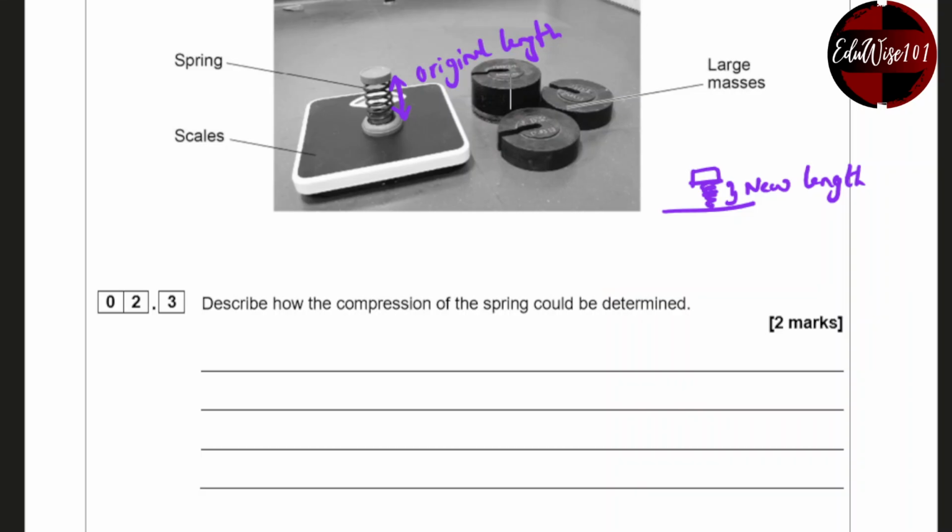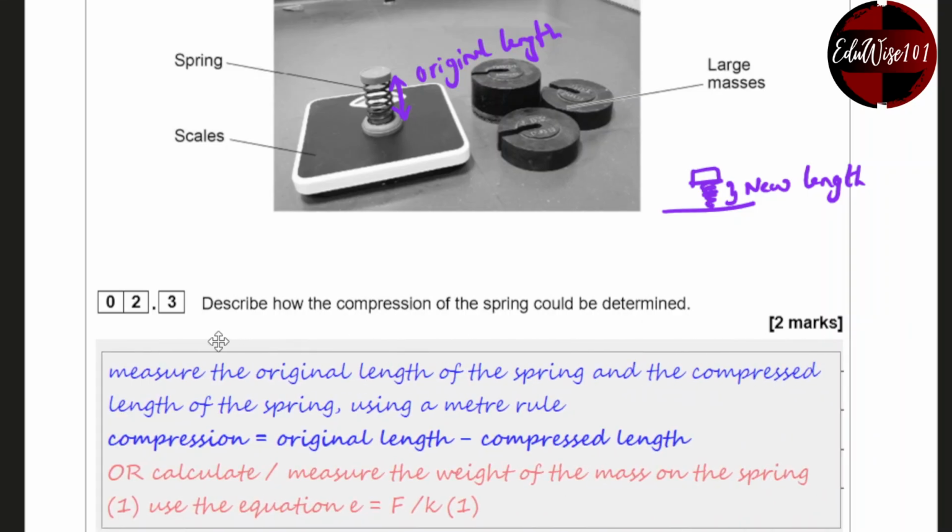How do you write that? You could write it in the form of an equation, right? Or in words, either way it's fine. Measure the original length of the spring and the compressed length of the spring using a ruler. So compression equals original length minus the compressed length.